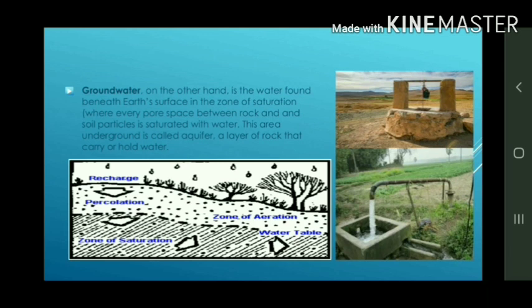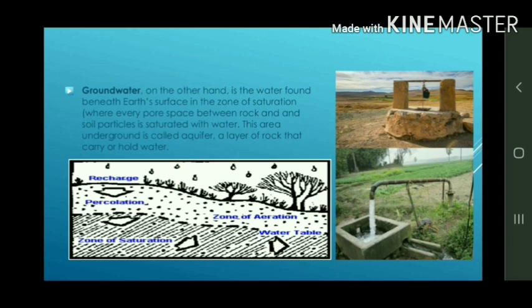Groundwater. Groundwater, on the other hand, is the water found beneath the Earth's surface in the zone of saturation, where every pore space between rocks and soil particles is saturated with water. This area underground is called an aquifer, a layer of rock that carries or holds water.